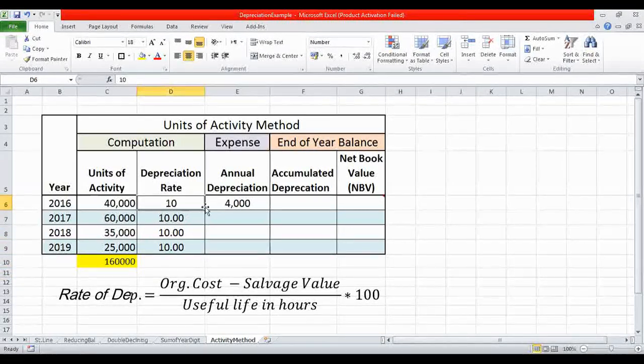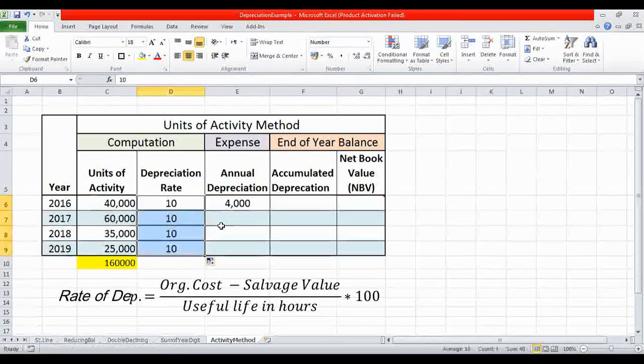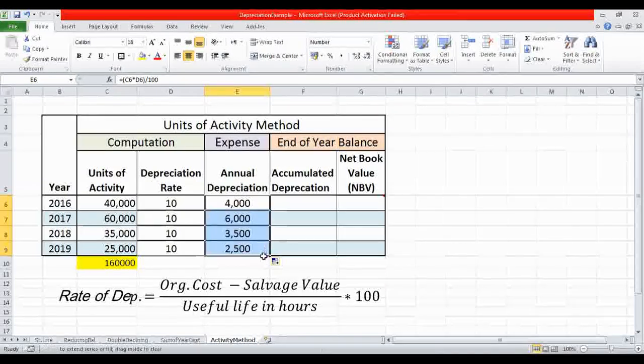Rather than going all the way, we can copy paste over here, 10% remains the same. And the formula will also remain the same. And you can see that in the first year, 4,000, second year, 6,000, 3,500 and 2,500. In order to calculate the accumulated depreciation, very easily we can do for the first year, because there is no previous year, so 4,000 will be there.